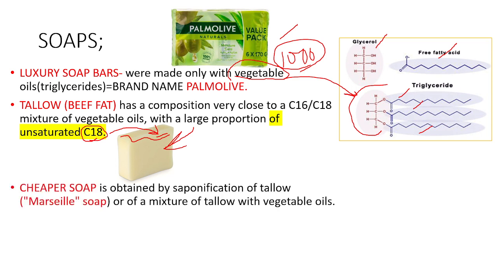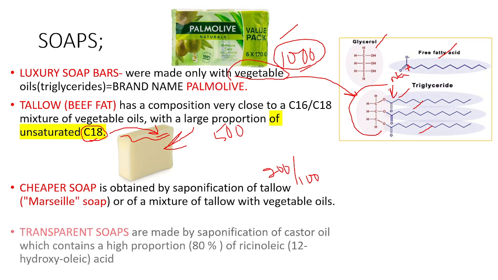Next one is cheaper soaps. How can we get these cheaper soaps? By saponification of tallow. See, this is an ester group. If you do hydrolysis in the presence of base NaOH, then we will get cheaper soap. The cost of beef fat derived soap is around 500. Cheaper soaps cost around 200 or 100. Saponification just means that in a basic environment we hydrolyze the ester bond present in the vegetable oils.